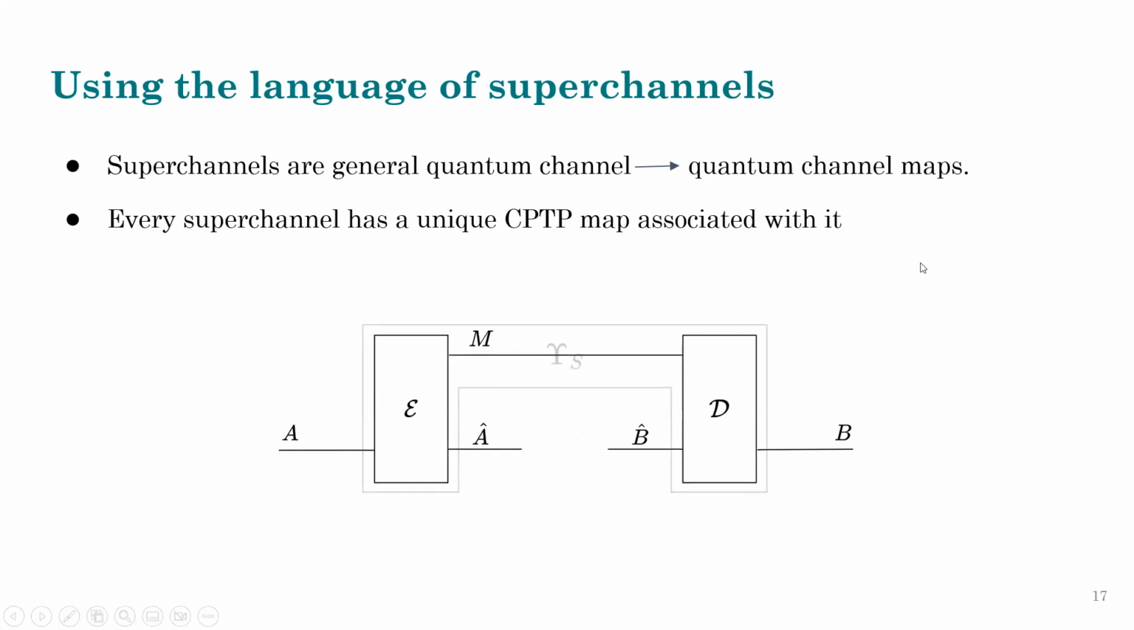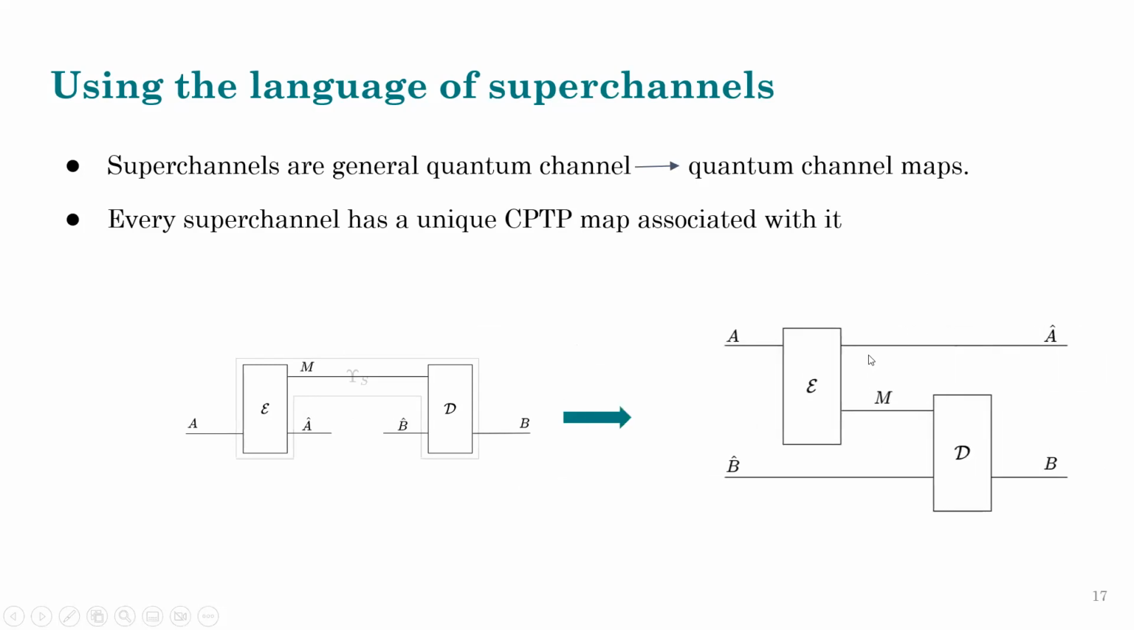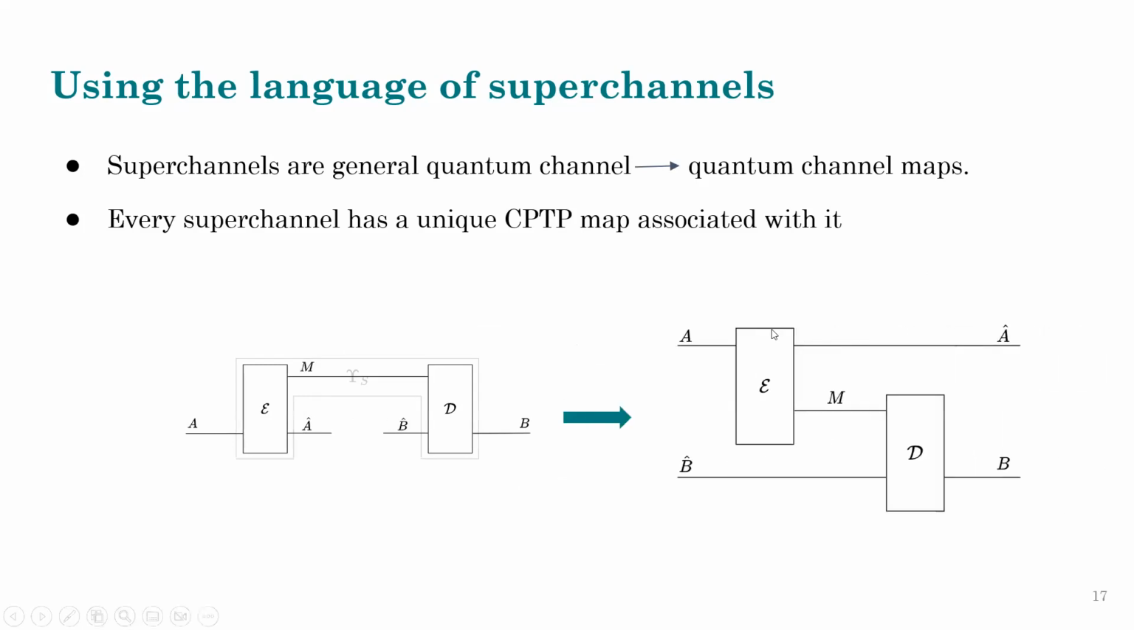So if we take out the channel from the equation, what we see is that this can be rearranged into this form, where you can see this as Alice and Bob being a bipartite system, and it takes A to A hat and B to B hat. And so we call this whole operation epsilon, which is the CPTP map that we were talking about.